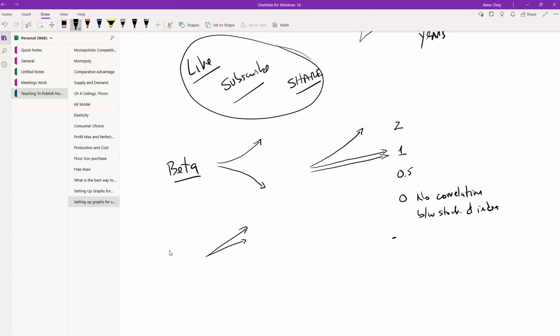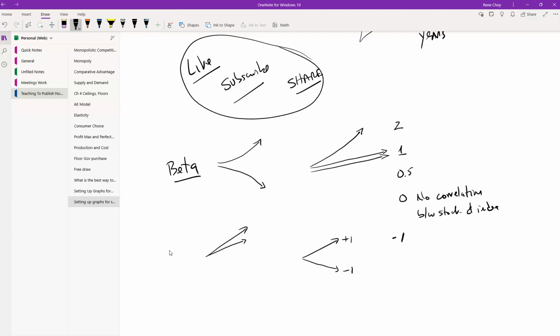So if we have a beta of, say, -1, what that basically means is if the index goes up by 1, your stock is going down by 1. And negative beta stocks can basically be used to trade opposite to the index. So if you think the index is going to go down and you want to make money, then you buy the stock with the negative beta.